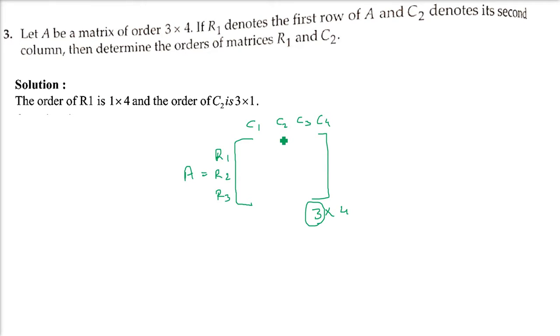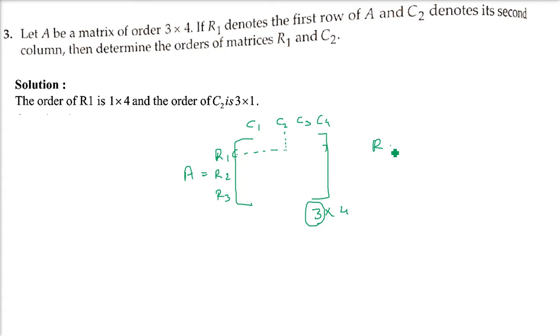But we just have to find out the order or the dimension of a row. A dimension of a row will always be 1 cross something. 1 row means 1 will be the dimension. Column, it will be n cross 1, because a column means it has 1 column.